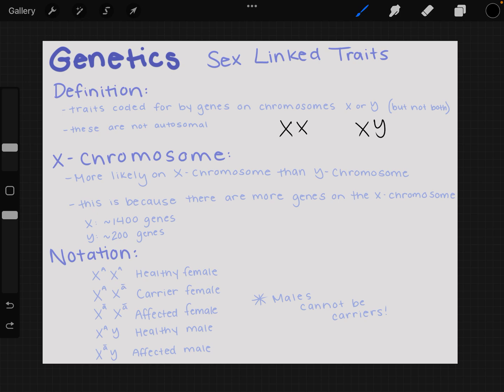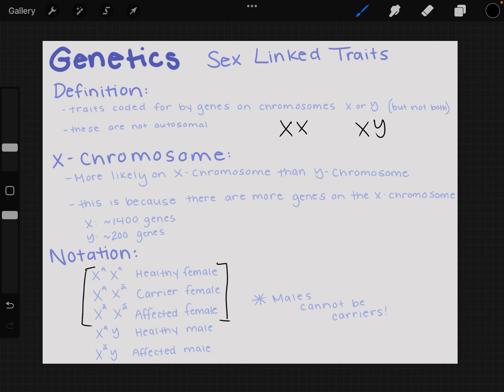The other thing to note is that because females always have 2 X chromosomes, they can be carriers. This also means that in order to be affected, they have to get 2 affected X chromosomes. We, again, are using subscript here, lowercase meaning diseased or a trait that's sex-linked, and that's the recessive. And capital is going to be the dominant.